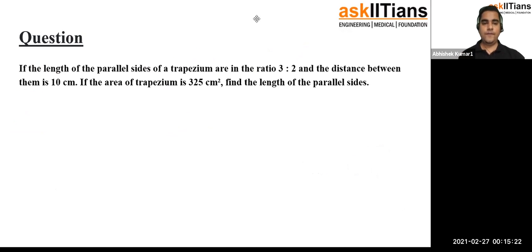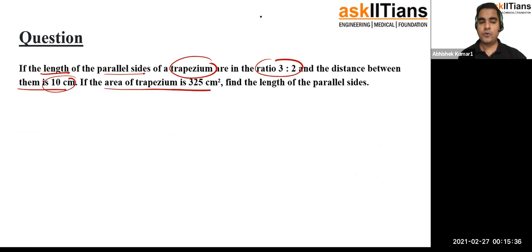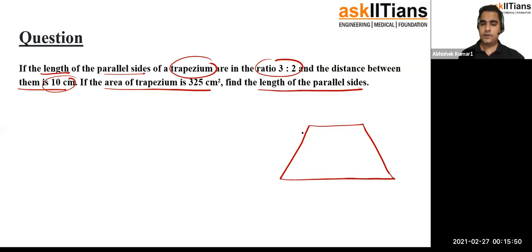All right, so now we have a problem which is based on trapezium. If the lengths of the parallel sides of a trapezium are in the ratio 3:2 and the distance between them is 10 centimeter, and we are also provided the area of the trapezium, then they are asking for the length of the parallel sides. So for that, let us first draw a rough figure. Let's say this is A, B, that is C, and this one is D.